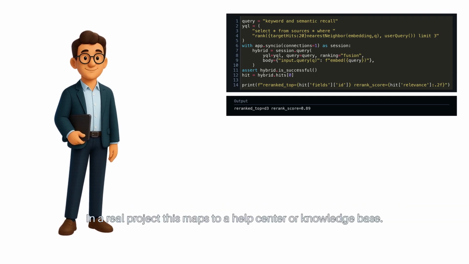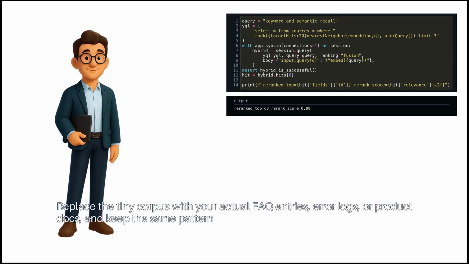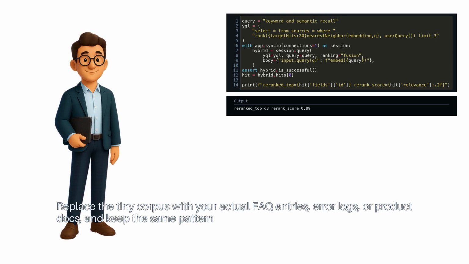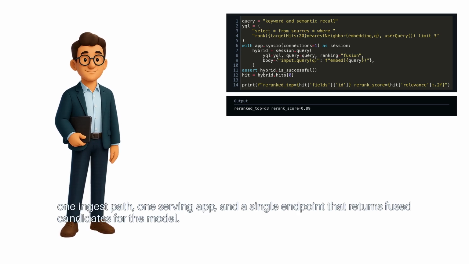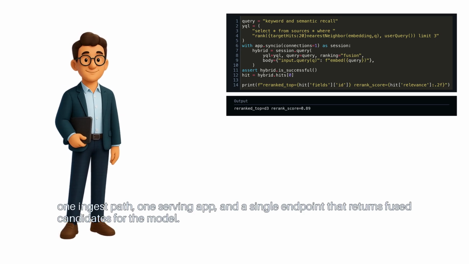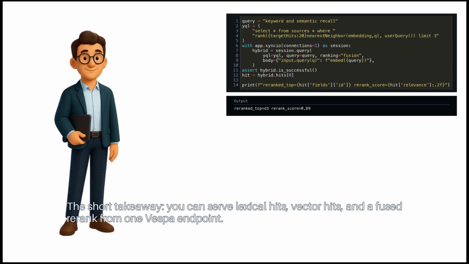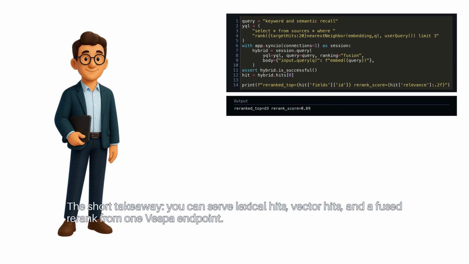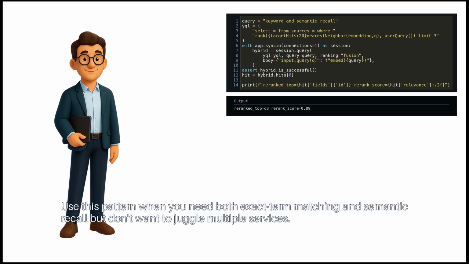In a real project, this maps to a help center or knowledge base. Replace the tiny corpus with your actual FAQ entries, error logs, or product docs, and keep the same pattern: one ingest path, one serving app, and a single endpoint that returns fused candidates for the model. The short takeaway: you can serve lexical hits, vector hits, and a fused re-rank from one Vespa endpoint. Use this pattern when you need both exact term matching and semantic recall, but don't want to juggle multiple services.